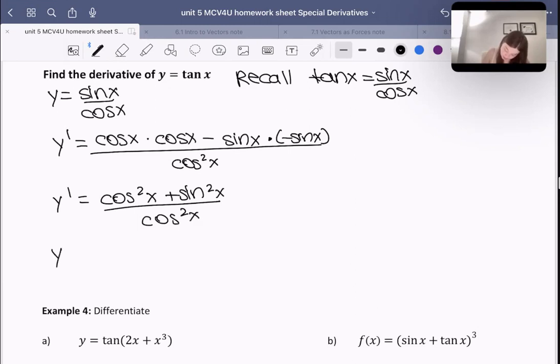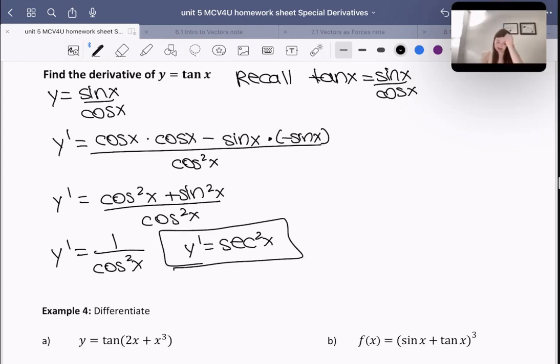And recall also that cosine squared x plus sine squared x is equal to 1. That's probably one of the first identities you guys learned. So that's going to be 1 over cosine squared x. And that means that y prime is equal to secant squared x. So therefore, the derivative of tan x is secant squared x.